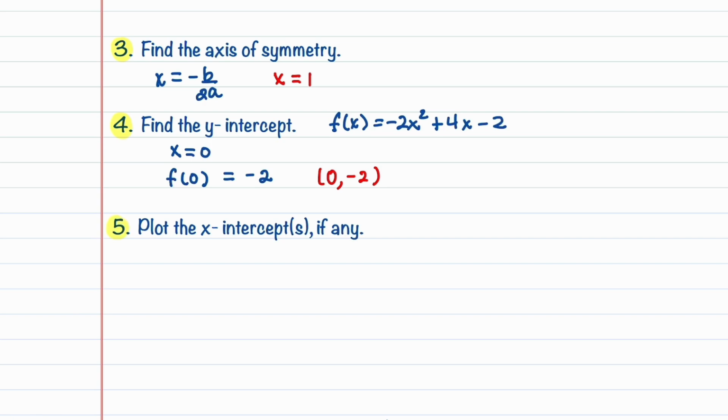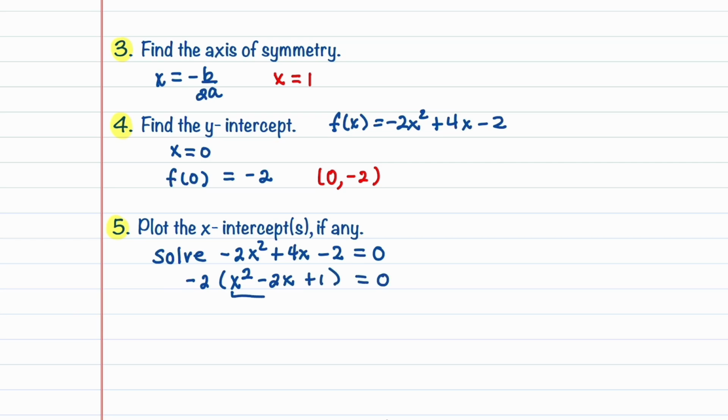Now let's find the x-intercepts. To find our x-intercept, what we're going to do is solve the quadratic equation minus 2x squared plus 4x minus 2 is equal to 0. Right away, you can probably see that we could easily factor out a negative 2, so I'm going to do that. We're going to write this as minus 2 times (x squared minus 2x plus 1) is equal to 0.